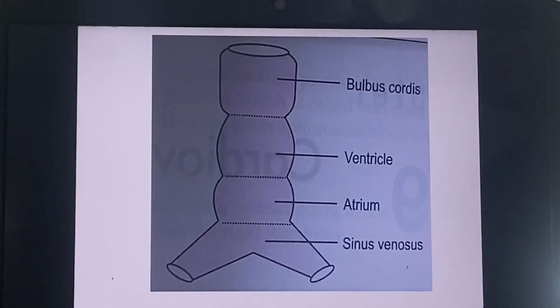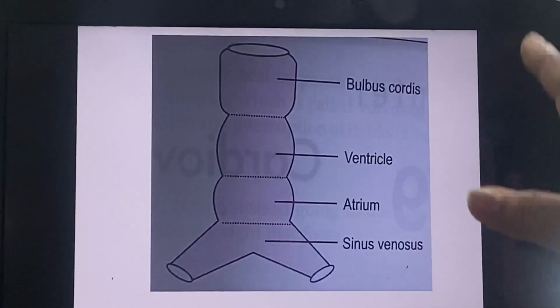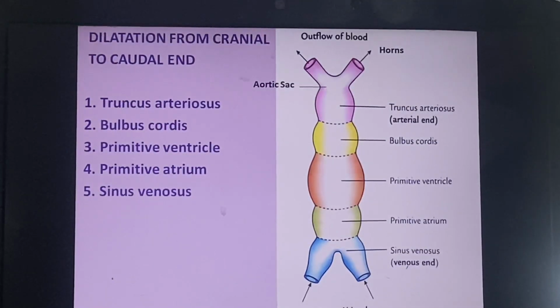So these are basically the four dilatations, and later on certain modifications happen in this fused heart tube. So what are those? Dilatation from the cranial to caudal side. I told you that basically these are the four dilatations which are visible: bulbus cordis, ventricle, atrium, and sinus venosus. But if we see further growth of this heart tube, from cranial to caudal side, this is the truncus arteriosus.